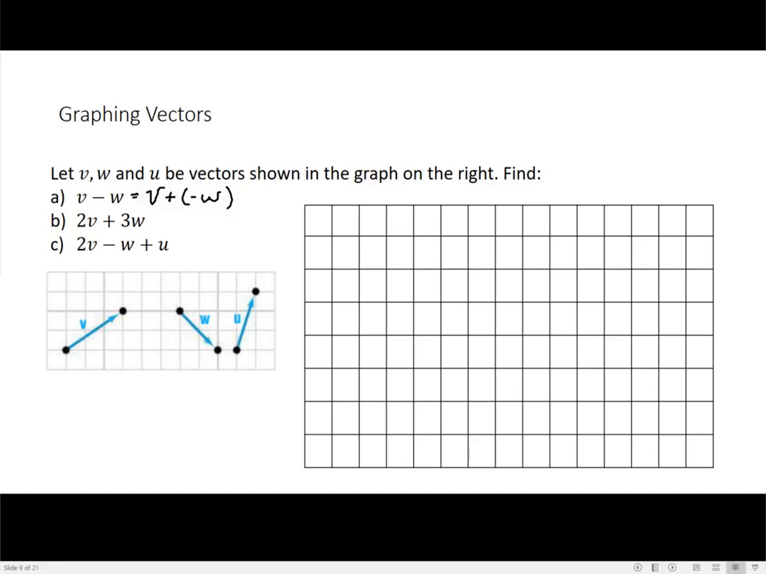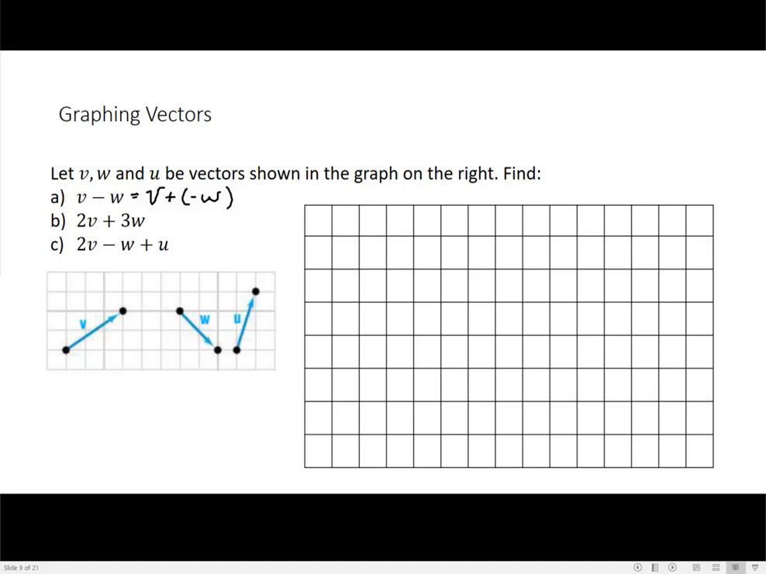Hi class, today we are going to graph some vectors. So, I have three vectors, v, w, and u, and I want to graph the vectors that are found by adding and subtracting and scalar multiplying these vectors together. So, in part A, I'm asked to find the vector v minus w.